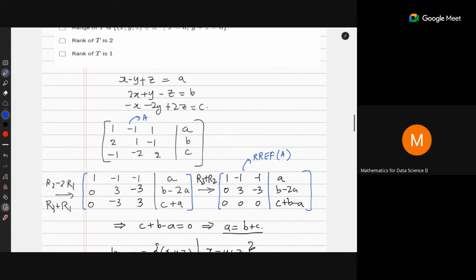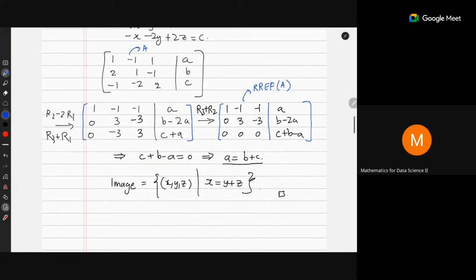All right. Now you can just use this last equation that you are getting, c plus b minus a is equal to 0. It should be equal to 0 if you compare the coordinates. And if you see, this is what you get as a relation. So this is the relation that you get after comparing, and thus the image is the set of all points (x, y, z) in R3 such that x is equal to y plus z.